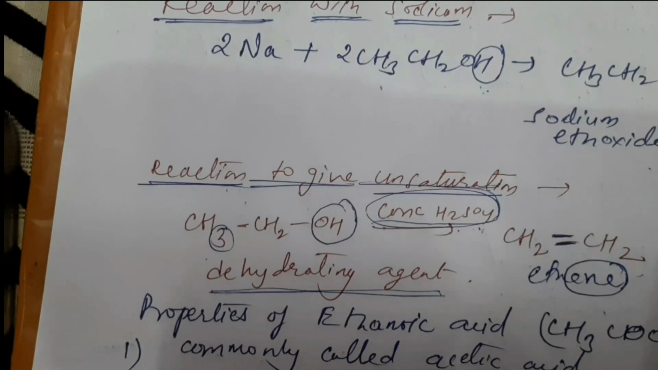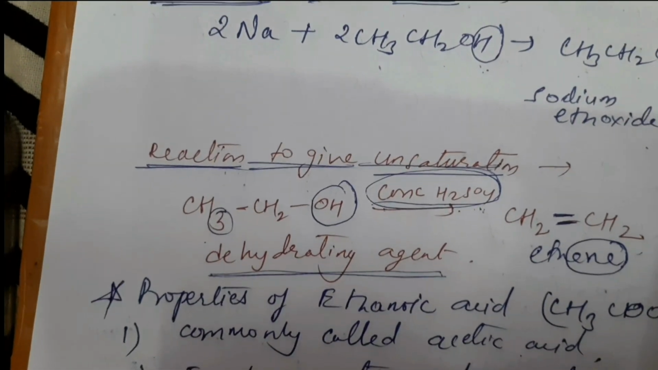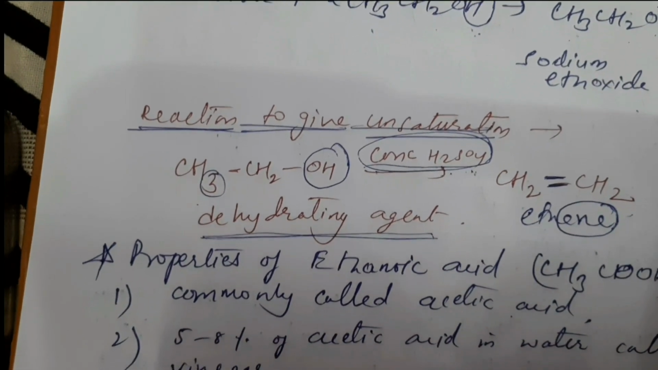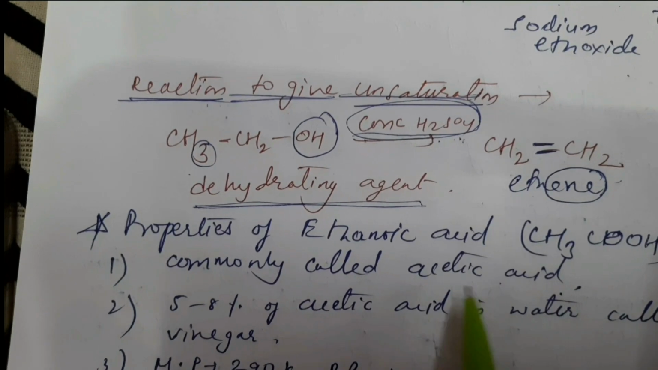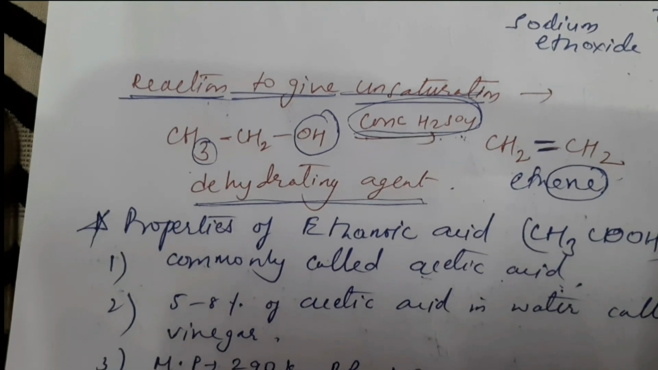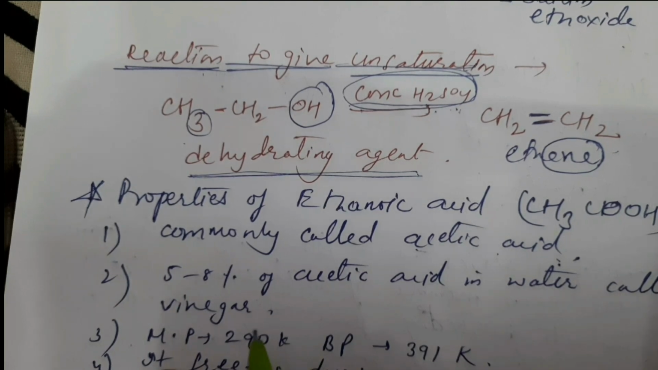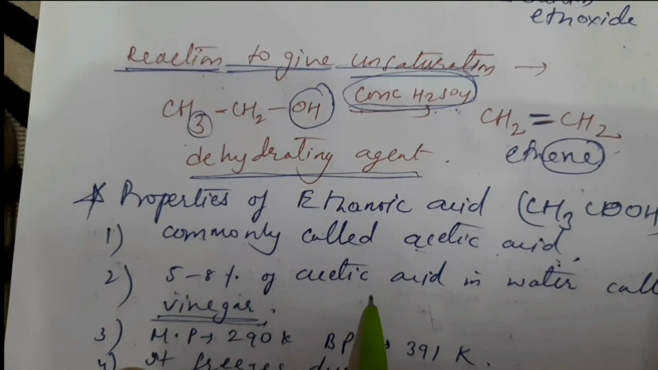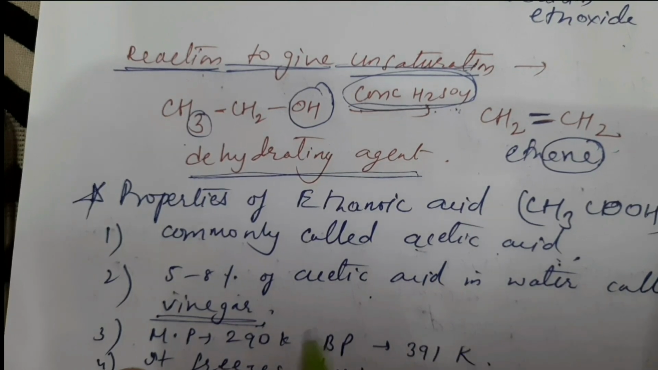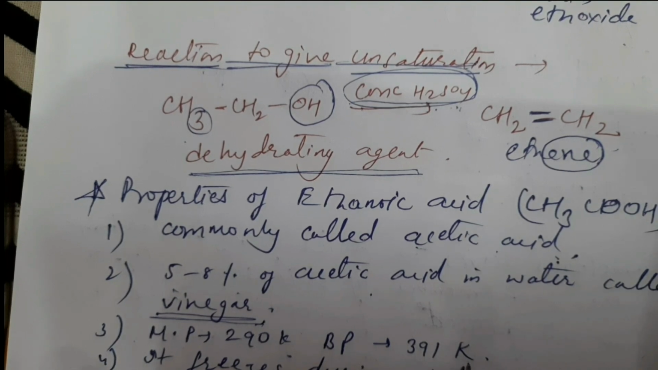Now properties of ethanoic acid. This is the next topic which you need to remember. Again we'll discuss the physical properties of ethanoic acid, which is commonly called acetic acid. 5 to 8% of acetic acid in water is called vinegar. Again they can ask what is vinegar, that is 5 to 8% acetic acid in water. Its melting point is 290 Kelvin, whereas the boiling point is 319 Kelvin.